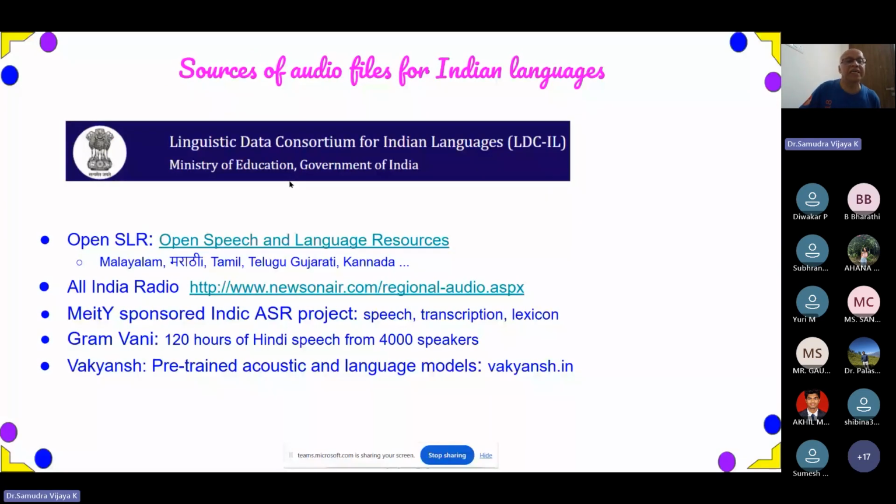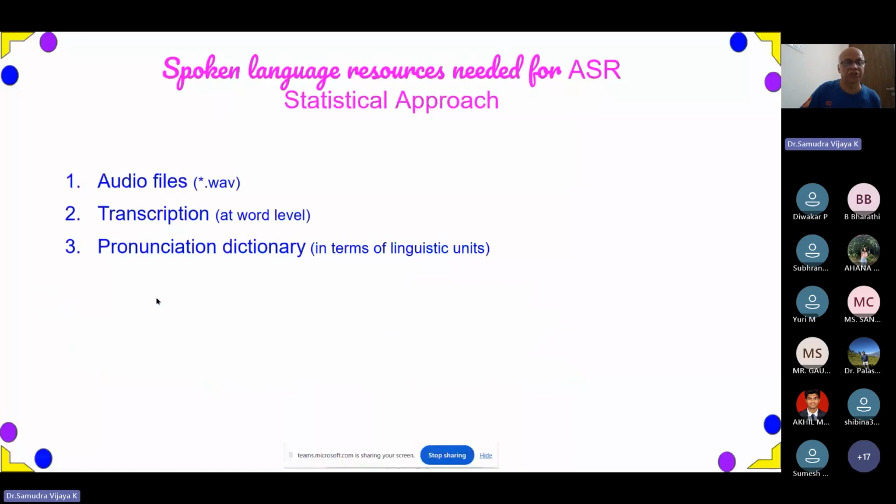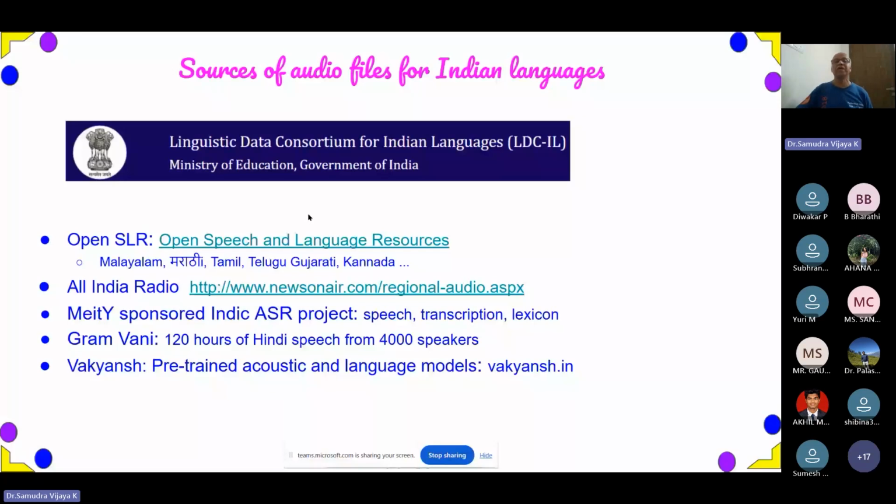So let's look at each of these spoken language resources. First, we need audio files, along with the transcription. These are some of the sources of audio files for Indian languages. There is a Linguistic Data Consortium for Indian Languages, LDCIL. It is located in the Central Institute of Indian Languages, Mysuru. And they collect speech data and make it available to researchers like this for nominal charges.